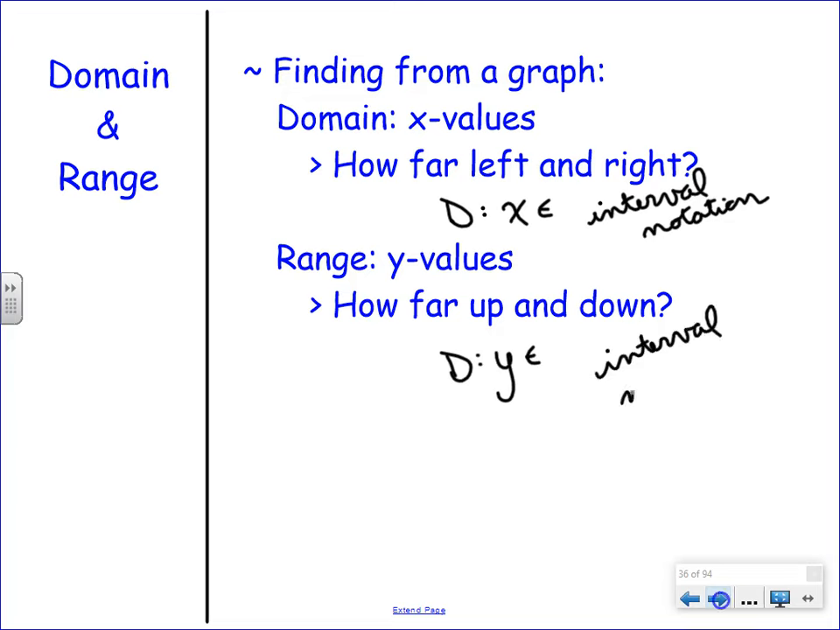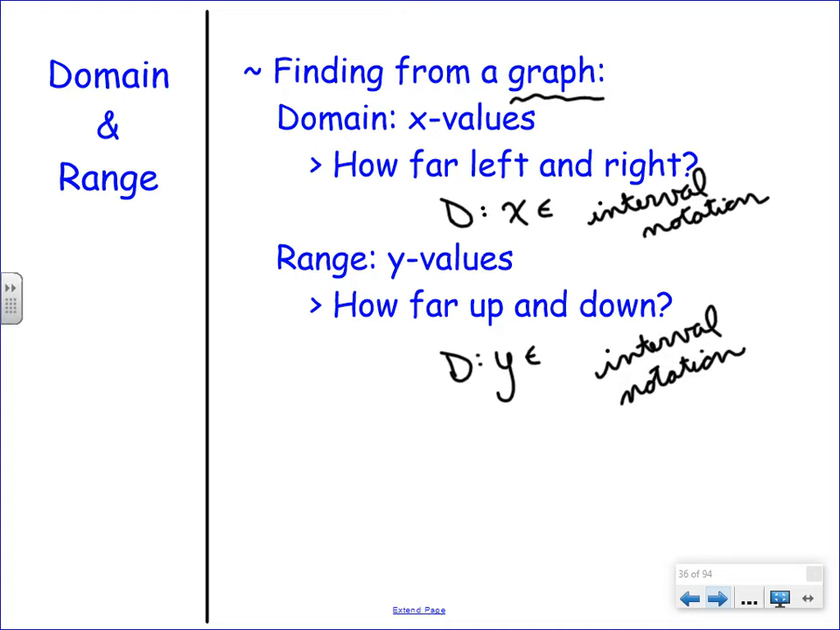But if we're asking ourselves the question, how far left, how far right, how far down, how far up, what am I looking at? A graph. The same way that we talked about domain is all the x's, range is all the y's, all the possible x's, all the possible y's. You're going to see more graphs this section, visually looking at a graph and asking yourself visual questions like, how far left, how far right, how far down, how far up.